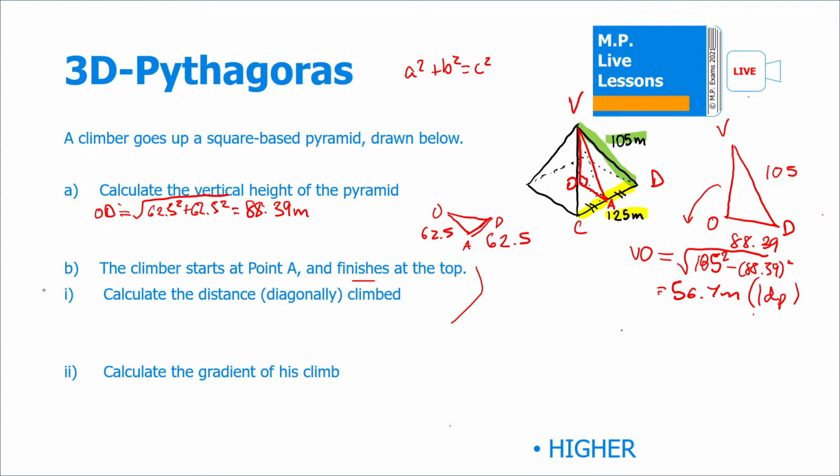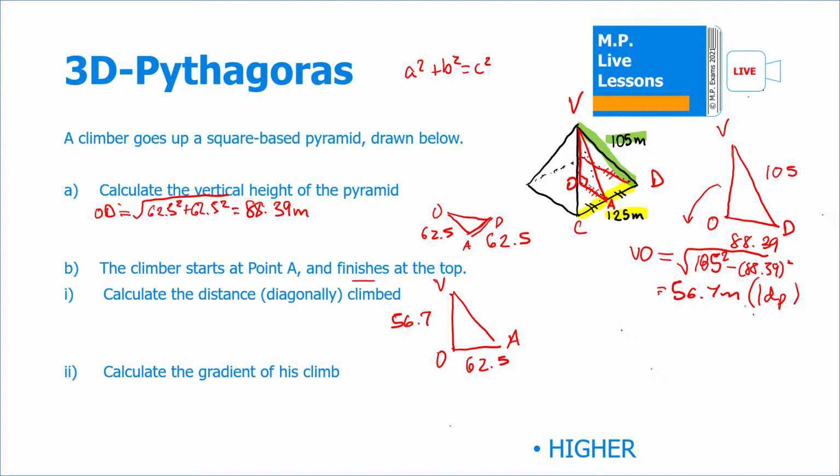Now the climb starts at point A and goes to the top, which is point V. So calculate the distance diagonally climbed. So we know the vertical height. We've got a new triangle this time, so we start at A, goes up to V. We still know the vertical height, which is 56.7, and then that little bit from O to A is just 62.5, because these two sides are parallel, and it's almost half because you're going into the center of the pyramid.